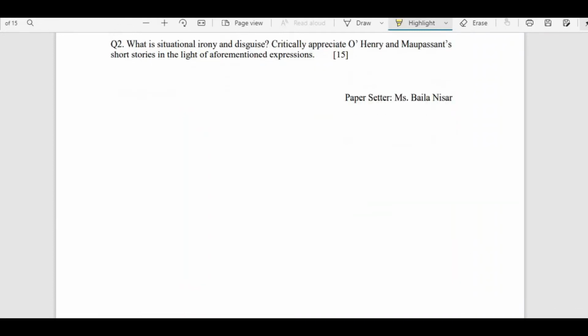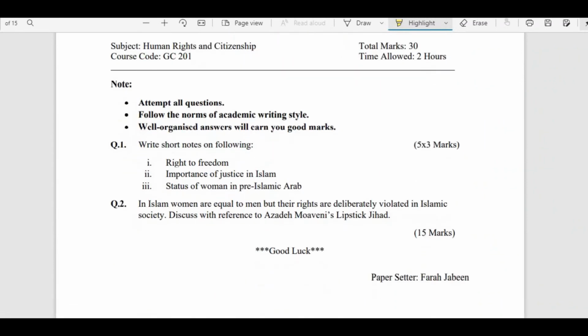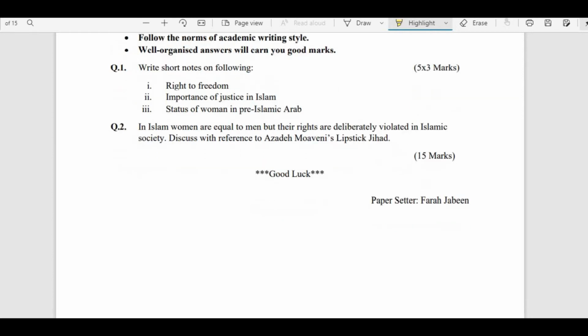All right, and the next paper is Human Rights and Citizenship. Answer the following. Question number 1, write a short note on the following. The first one is right to freedom, the second one is the importance of justice in Islam, and the third one is the status of women in pre-Islamic Arabia. The detailed notes I'll share with you.